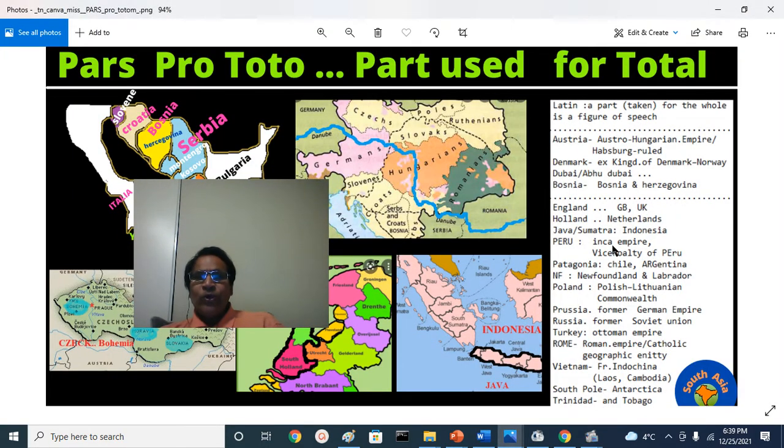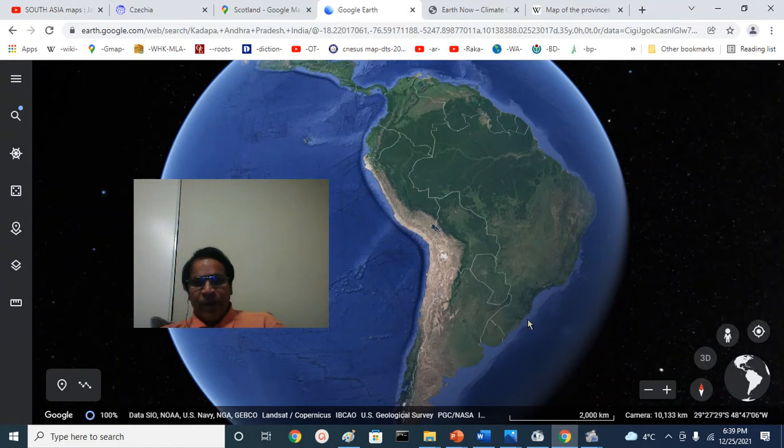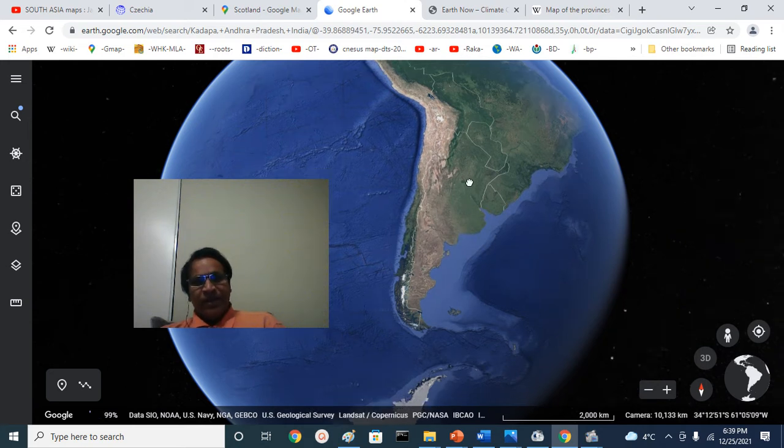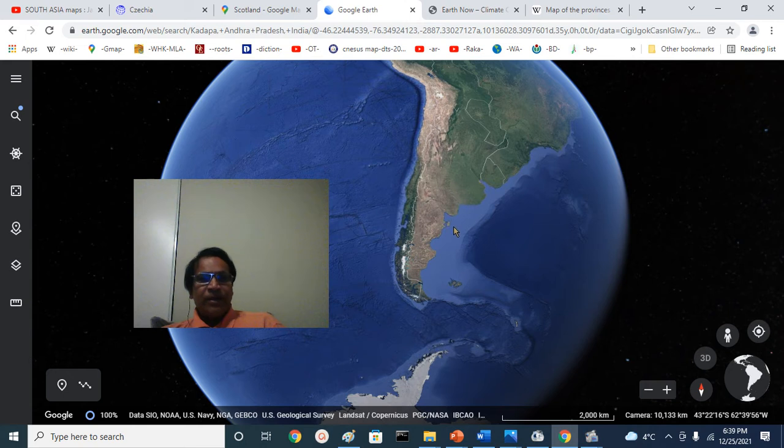Peru is a small part used for the bigger Inca Empire, the bigger region, the Viceroyalty of Peru. Patagonia is a region that is used for a bigger Chile and Argentina. Historically, this region is called Patagonia. It overlaps here Argentina, here Chile. This is the Atlantic Ocean, the Pacific Ocean. Sometimes the region Patagonia is used as a substitute for Argentina or for Chile.